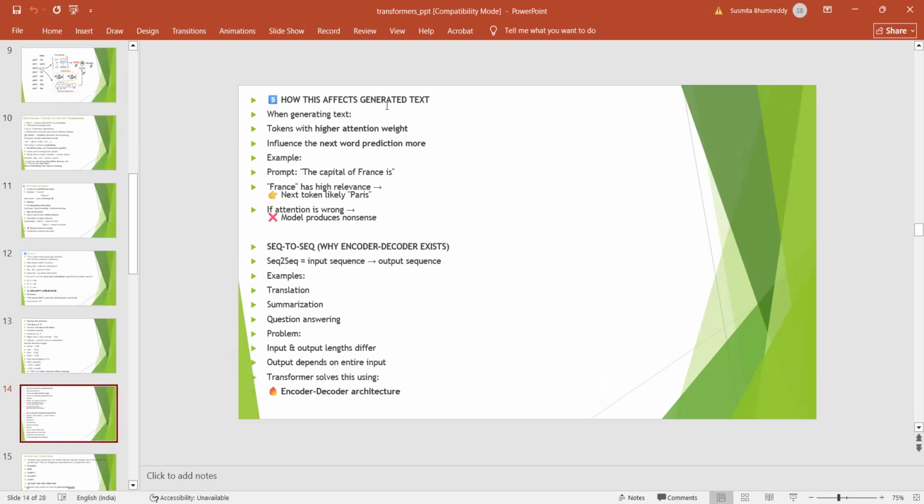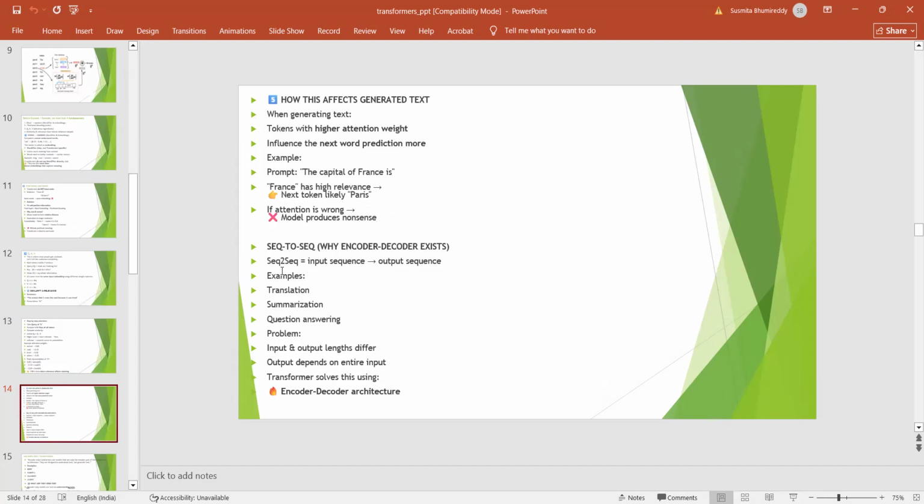And then how this affects generated text. Whenever the model is generating tokens, those with higher attention weight influence the next word prediction more. For example, we have a prompt like "the capital of France is". It has a high relevance word, and with that high relevance word, the next token is likely Paris. So it can get to know the next word is Paris. Why? Because this is the most relevant word to our query.